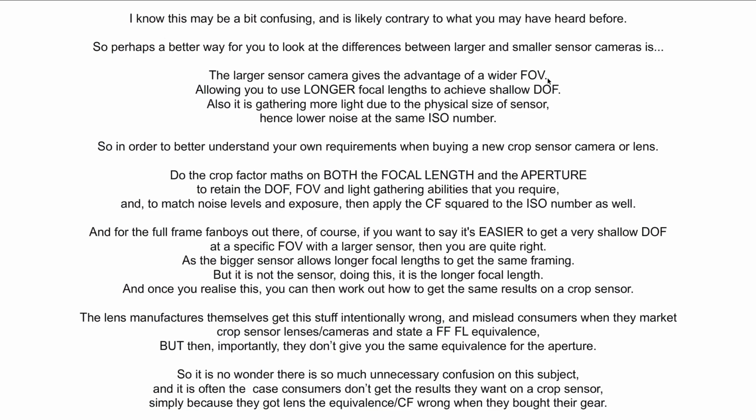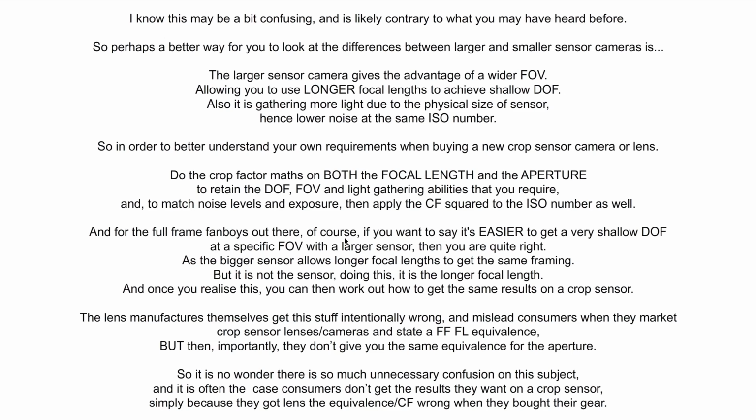So perhaps a better way for you to look at the difference between larger and smaller sensors is the larger sensor camera gives you the advantage of a wider field of view, allowing you to use longer focal lengths to achieve a shallow depth of field. Also, it's gathering more light due to the physical size of the sensor, hence lower noise at the same ISO number. So in order to better understand your own requirements when you're buying a crop sensor camera or lens, do the crop factor math on both the focal length and the aperture to retain depth of field and field of view and light gathering abilities that you require. And to match the noise levels and exposure, apply the crop factor squared to the ISO number as well.